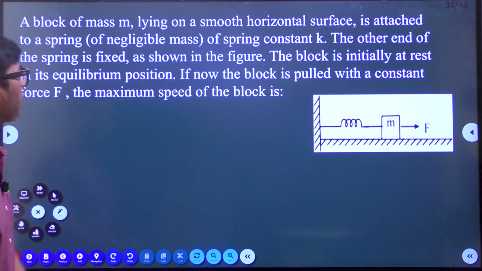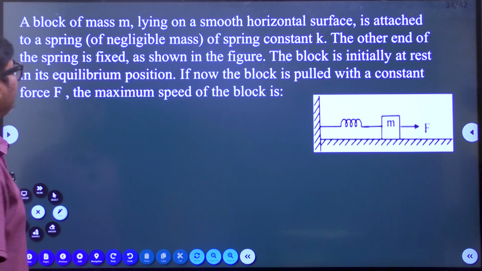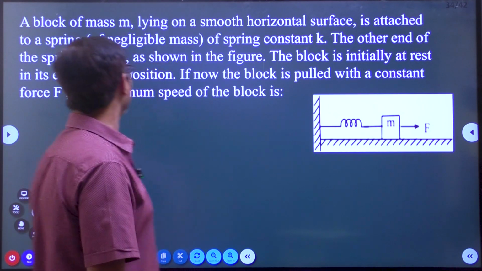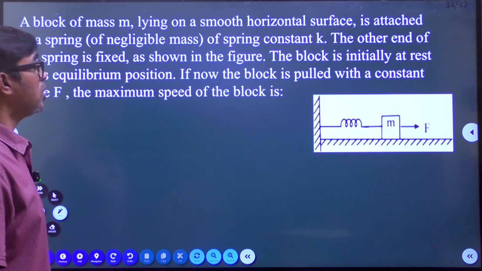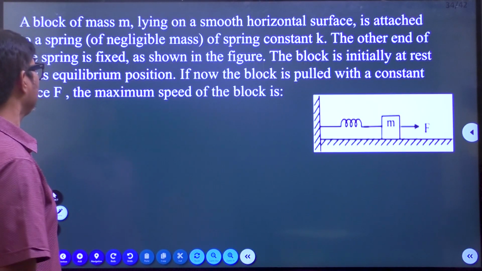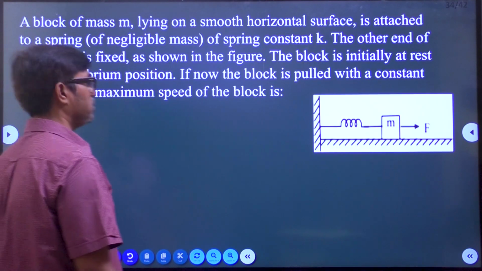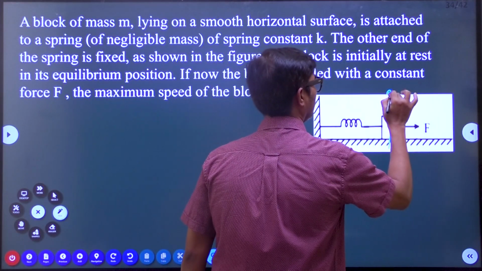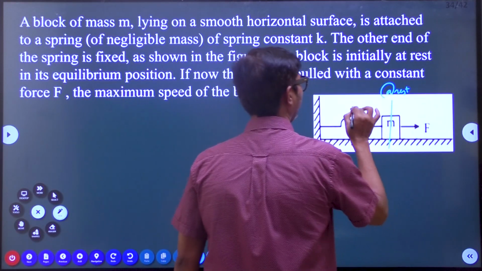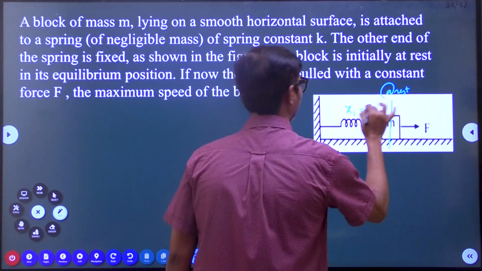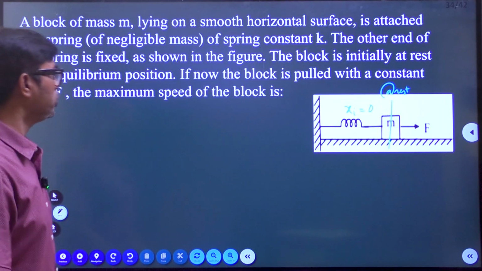Okay. Next, a block of mass M lying on a smooth horizontal surface is attached to a spring of spring constant K. The other end of the spring is fixed as shown in the figure. Okay, that is understood. The block is initially at rest. So right now it is at rest. Initially at rest, and deformation is also 0. It was having no deformation, equilibrium position.